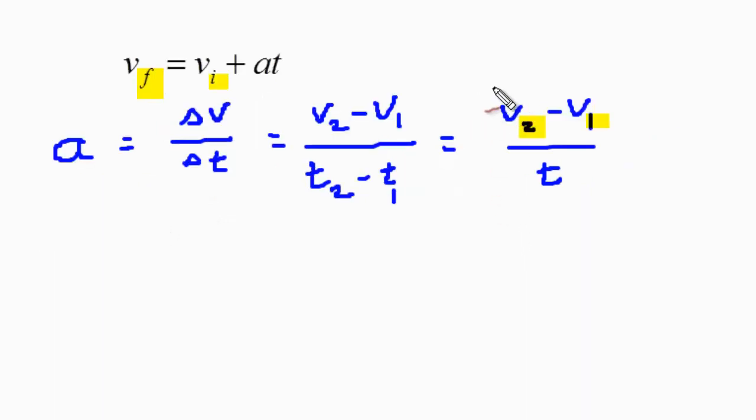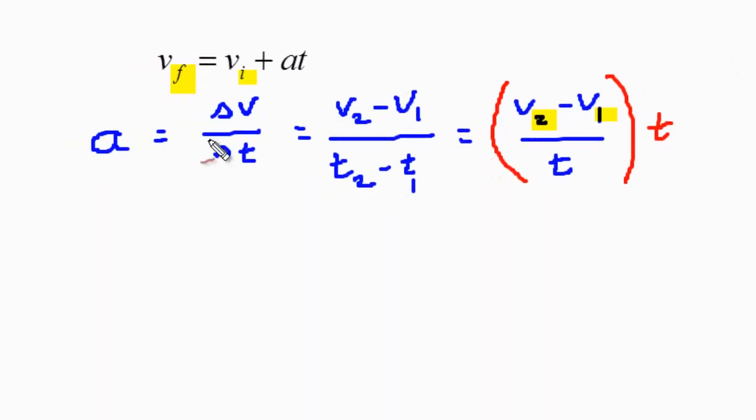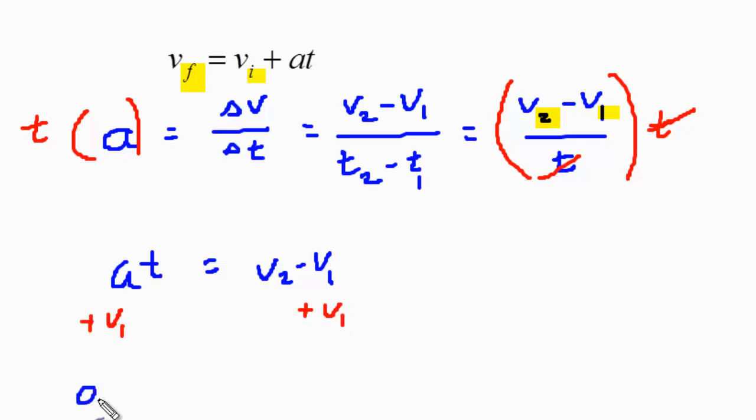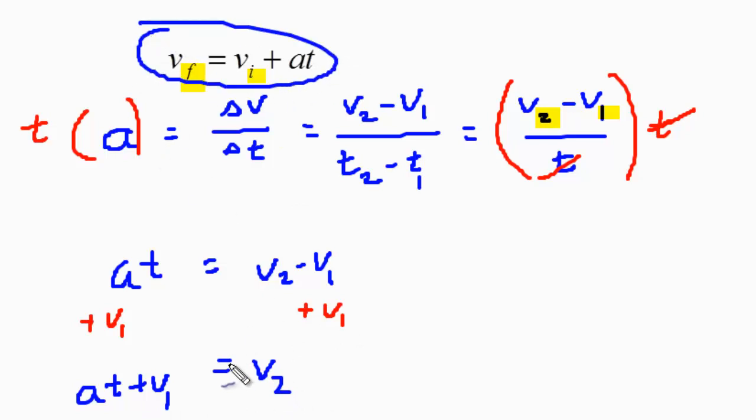Going back to this one, we're going to rearrange it a little bit. First, we're going to get rid of T. We're going to go way over to the other side, put T over here. The T's are going to cancel. We're going to rewrite this. We see AT equals V2 minus V1. We're going to get V1 over on the other side. So we have AT plus V1 equals V2. Well, that's just the one up here, only with 1's and 2's instead of F's and I's. So that's the first equation.